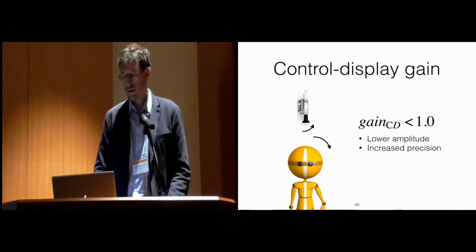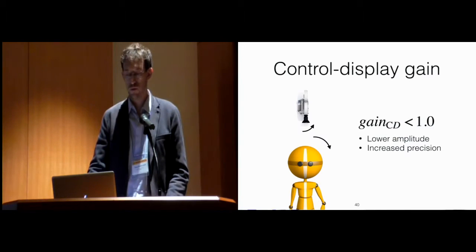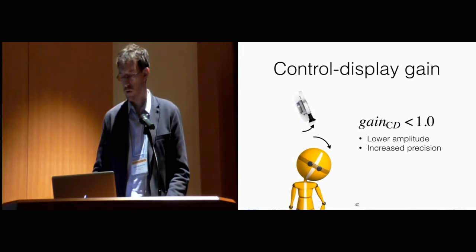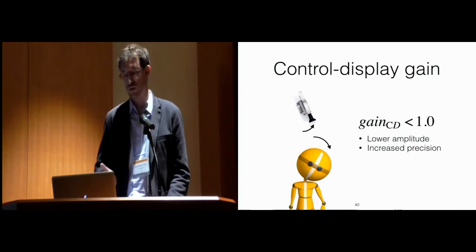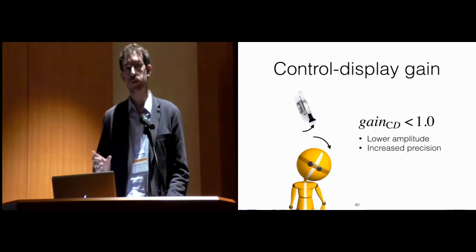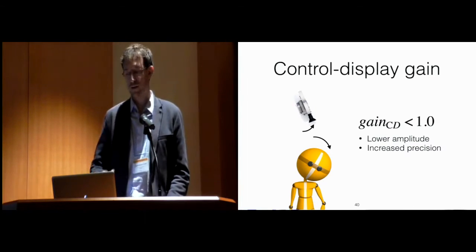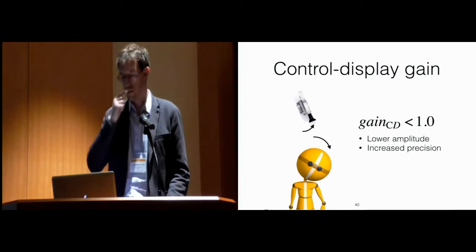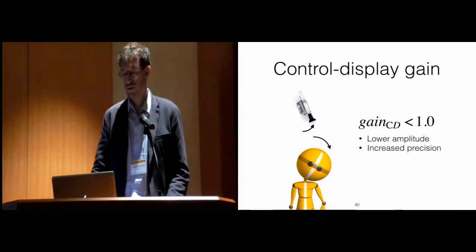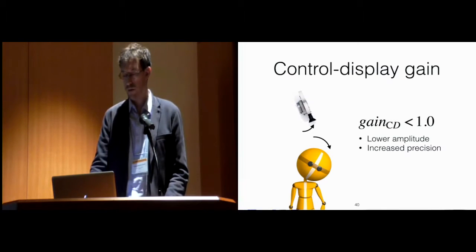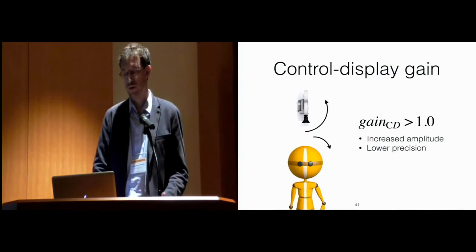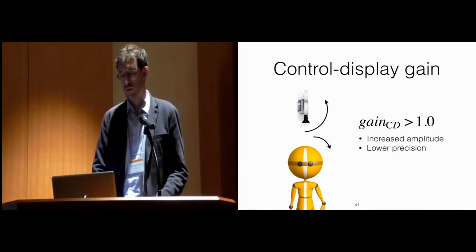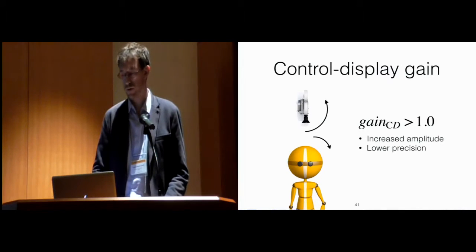It means that if you have a gain which is inferior to 1, then you have lower amplitude, but increased precision. Because when you do wider movements with the head, the camera moves less in the 3D scene. So you have increased precision but lower amplitude. The opposite is that when you have a gain which is superior to 1, you have increased amplitude but lower precision. You actually amplify the movements.